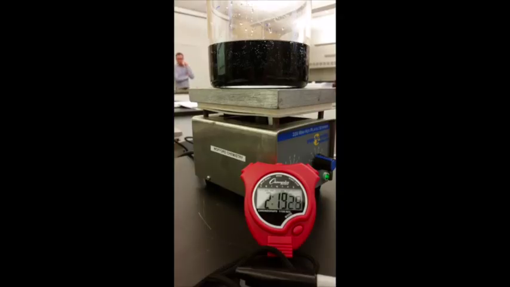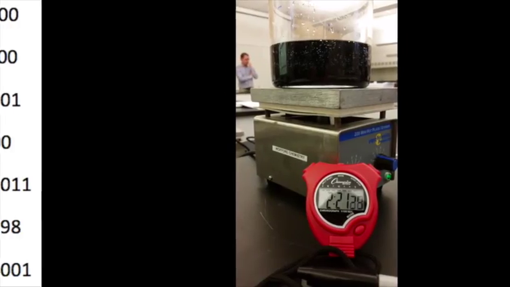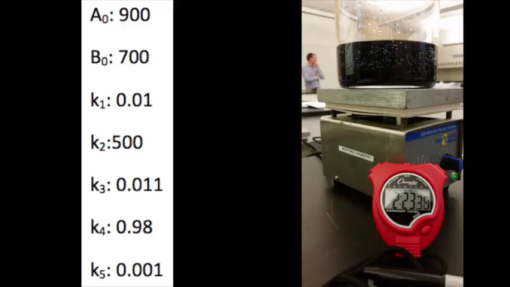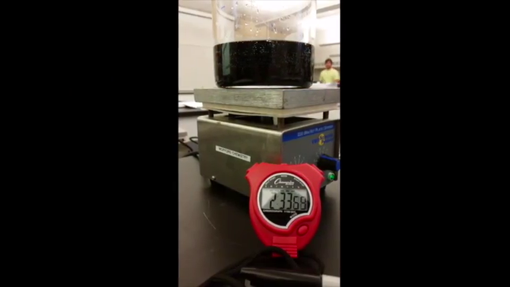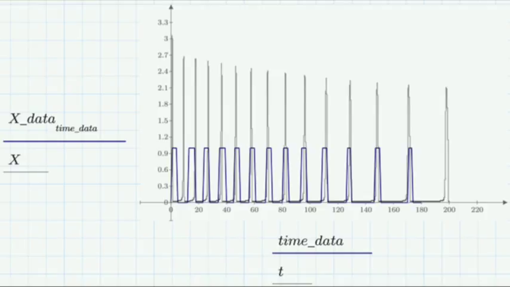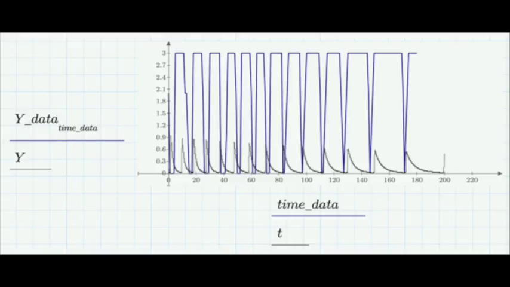The final values of the fit parameters that mirror the experimental data the closest were an initial A concentration of 900, initial B concentration of 700, K1 of 0.01, K2 of 500, K3 of 0.011, K4 of 0.98, and K5 of 0.001. The fit to the iodine concentration mirrors the experimental data well, and the starch concentration fairly well.